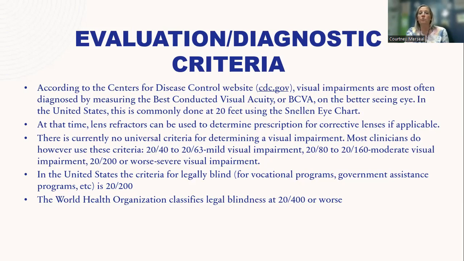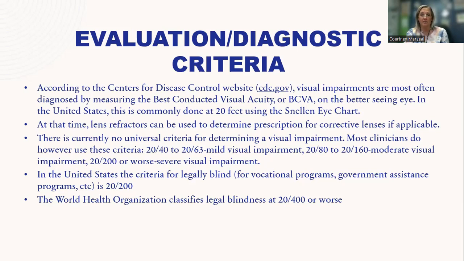There is also no universal criteria for determining visual impairment. Most clinicians do, however, determine levels of visual impairment based on these averages. So a prescription of 20/40 to 20/63 would be mild visual impairment. 20/80 to 20/160 would be considered moderate visual impairment, and 20/200 or worse would be a severe visual impairment.